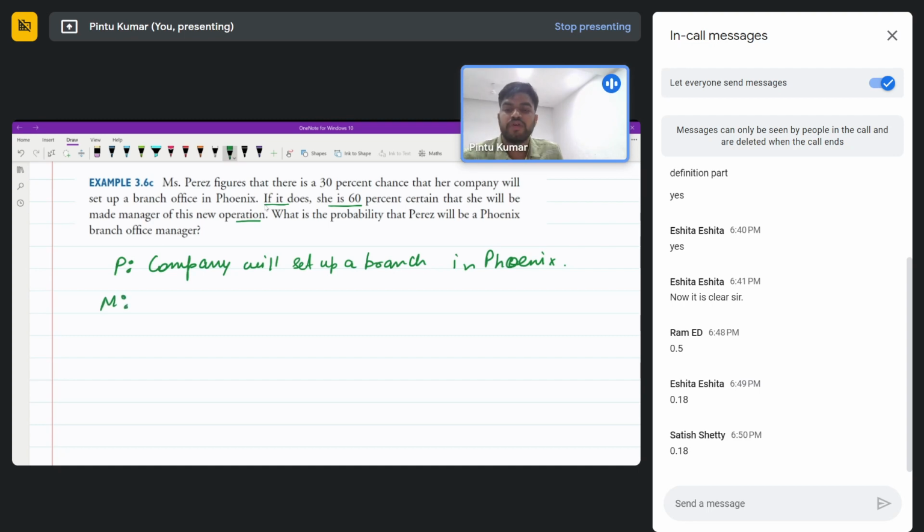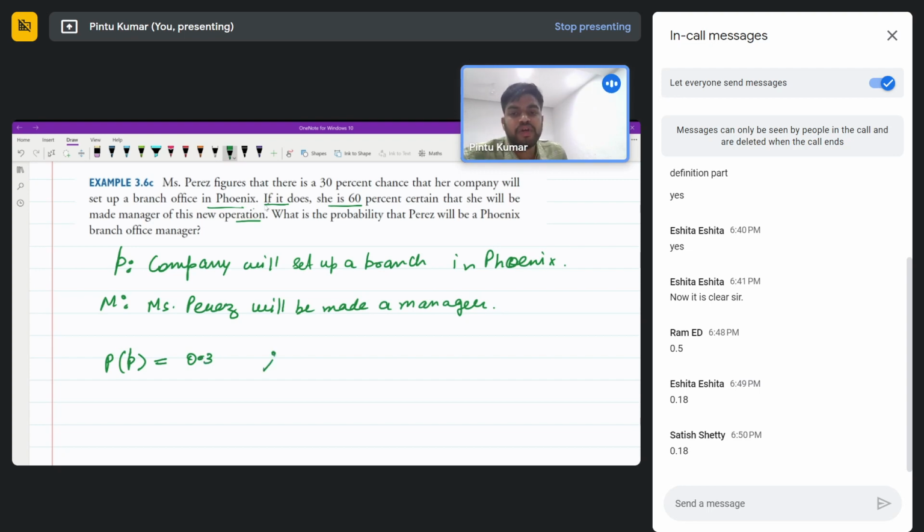And the second event is that Ms. Perez will be made a manager. So let's look at the information that is given to us and the quantity that we need to calculate. The first line says that there is a 30% chance that her company will set up a branch in Phoenix. So the probability of event P, let's call it small p so that you don't get confused with probability, is 0.3, right?